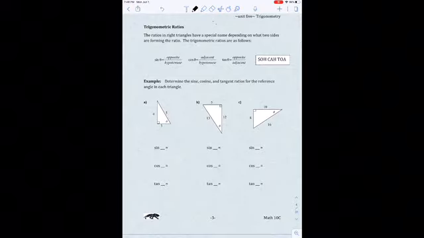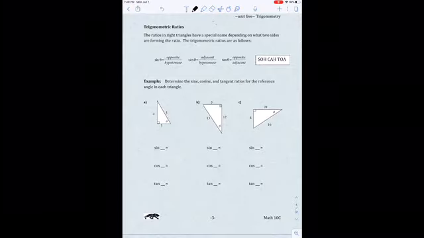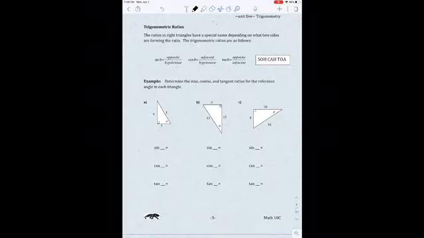Trig ratios. The ratios in right triangles have a special name depending on what two sides are forming the ratio. So a ratio is simply a comparison between two values, right? We can write a ratio as 2 to 3, or we could write that ratio as 2/3. Okay, those are different ways to write the same ratio. So in trig, we've got 3 common ratios.